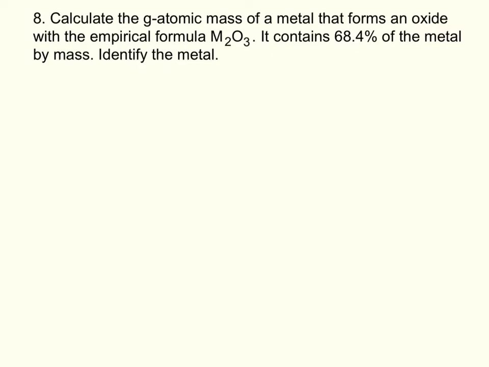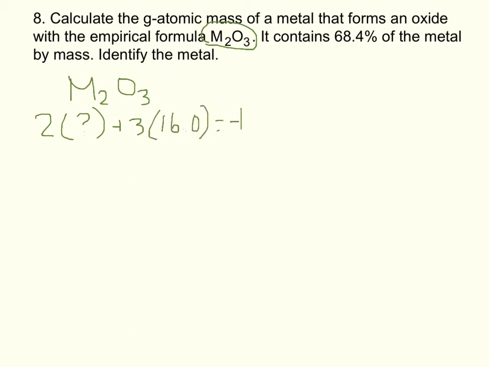Number 8 says, calculate the g-atomic mass of a metal that forms an oxide with the empirical formula M2O3. So we're trying to figure out what that M is. It contains 68.4% of the metal by mass. Identify the metal. Okay, so my total is M2O3, but M doesn't actually exist. Oxygen, however, does. So I know that 2 times whatever the mass of M is, plus 3 times the mass of oxygen, which is 16.0, is going to be equal to the total. What I don't know is what is the mass of M and what is the total. But I can still set up a direct proportion kind of like I did before.